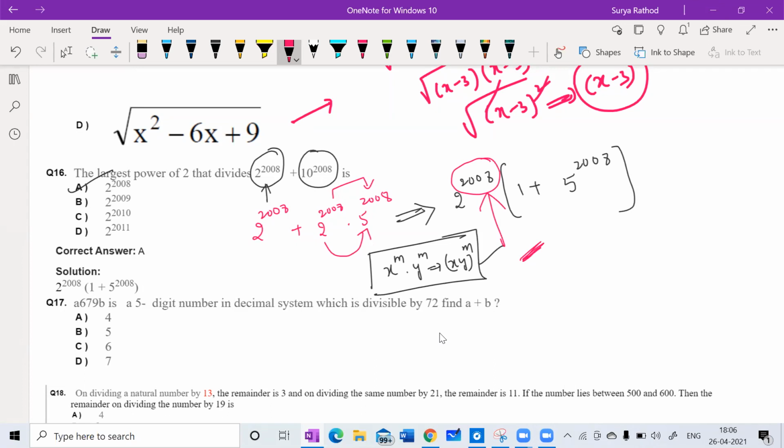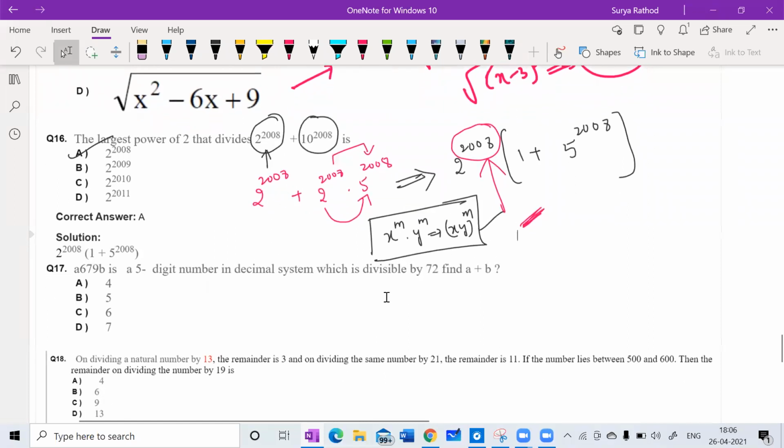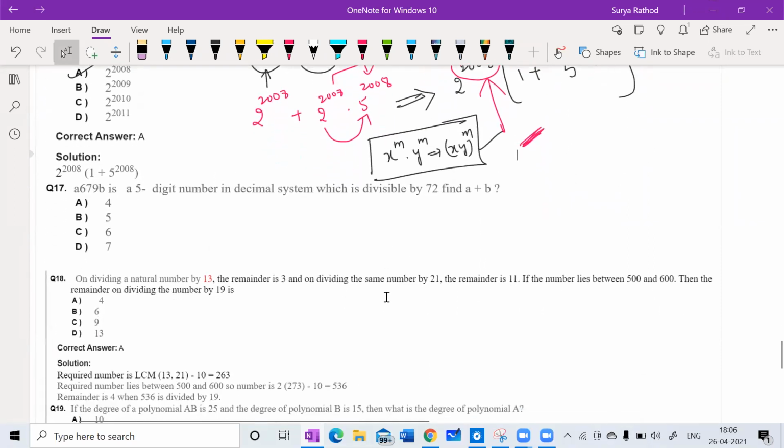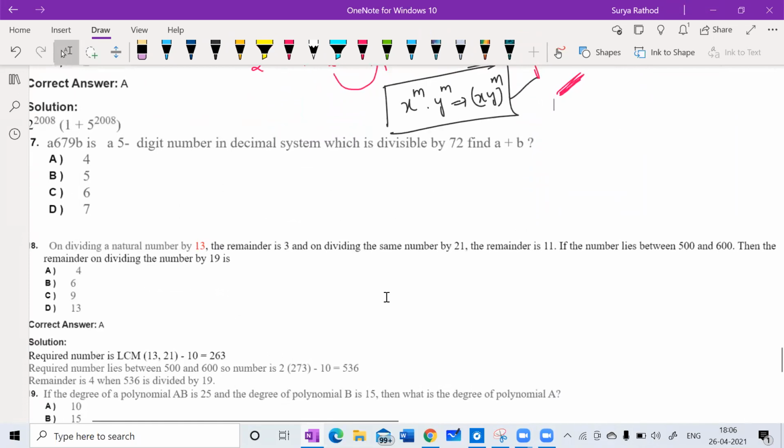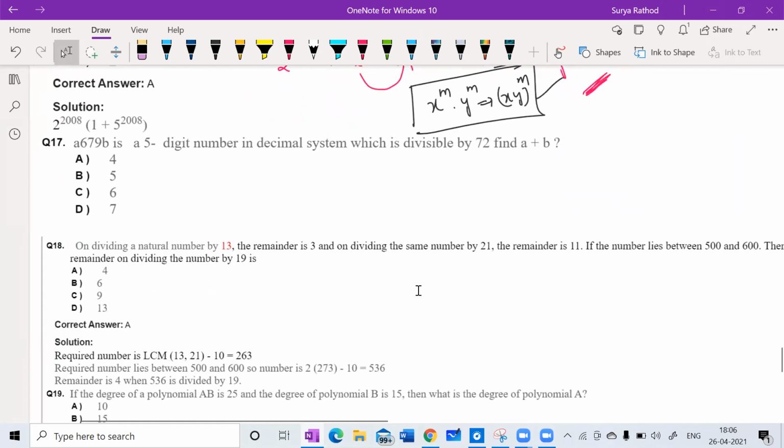Shall we go for the next question? Yes, sir. Look at this here. Look at the 17th question. Look at this carefully.